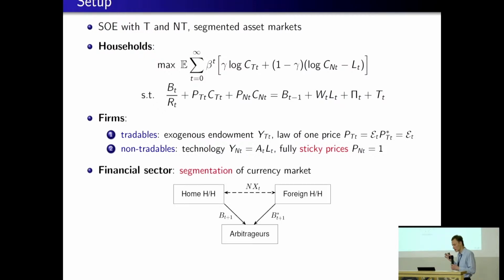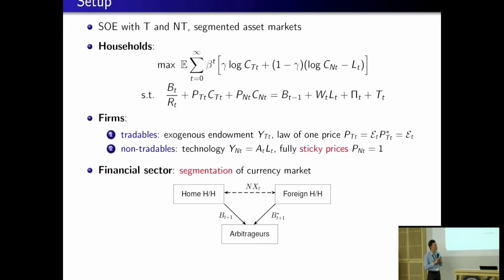So here comes the interesting part. We're going to introduce the second main friction. On top of sticky prices, we also assume that financial markets are segmented. In particular, domestic households can only borrow and save using local currency bonds, and foreign households can only use foreign currency bonds. So all international capital flows have to go through these arbitrageurs in financial markets. It's very similar to Gabaix and Maggiori.